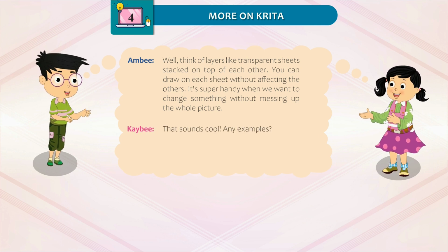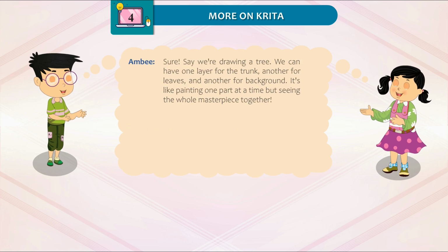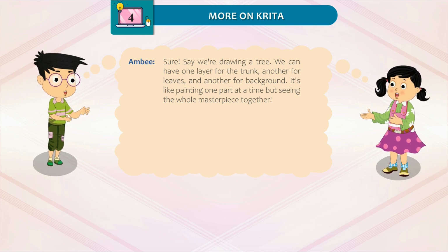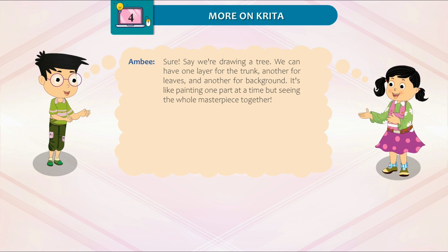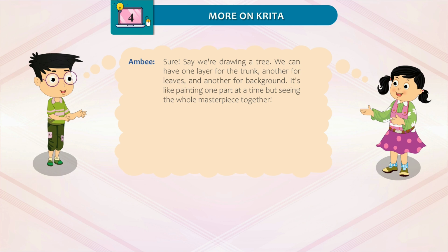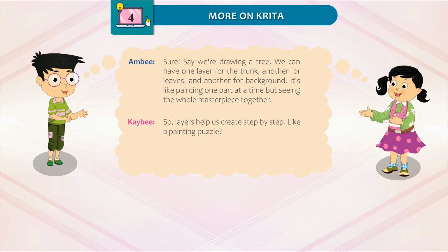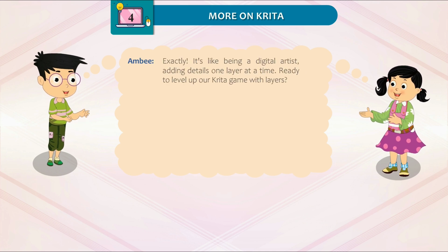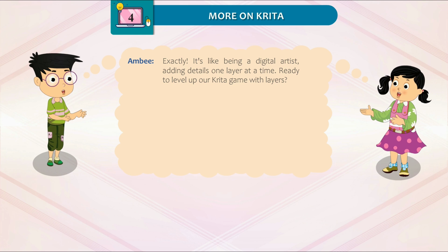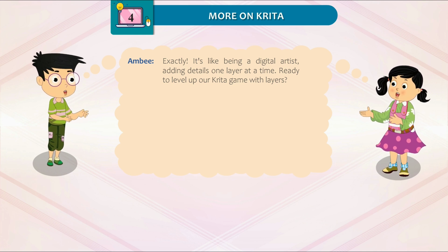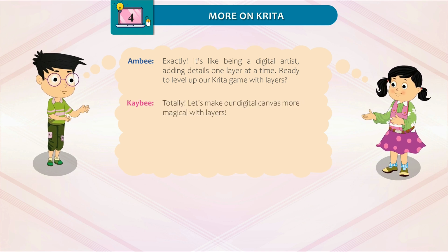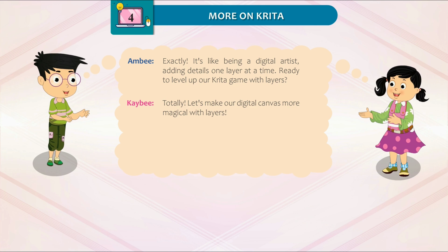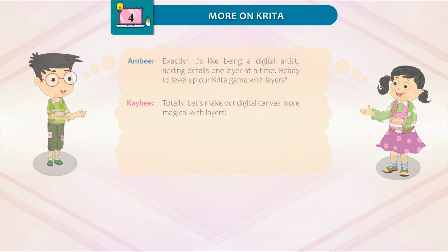KB. That sounds cool. Any examples? Ambi. Sure. Say we are drawing a tree. We can have one layer for the trunk, another for leaves, and another for background. It's like painting one part at a time but seeing the whole masterpiece together. KB. So layers help us create step by step like a painting puzzle. Ambi. Exactly. It's like being a digital artist, adding details one layer at a time. Ready to level up our KRITA game with layers? KB. Totally. Let's make our digital canvas more magical with layers.